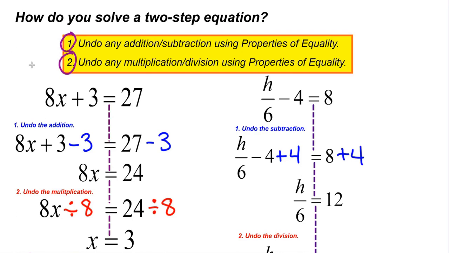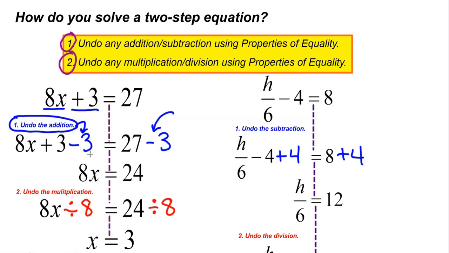So a couple of examples here. 8x plus 3 equals 27. What I want to identify first are the operations in this equation. I have multiplication and I have addition. The first thing I want to do is undo the addition. Any addition or subtraction needs to get undone or reversed first. So the opposite of adding 3 would be subtracting 3. So that's what I did to both sides of this equation. I subtracted 3 from both sides of the equation.